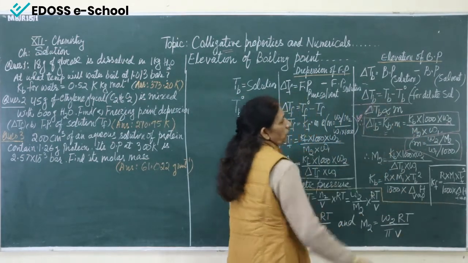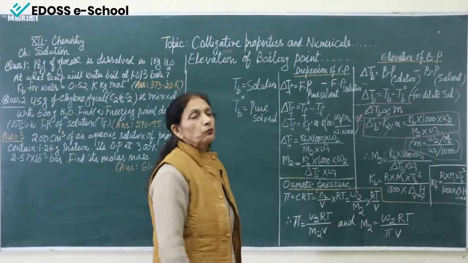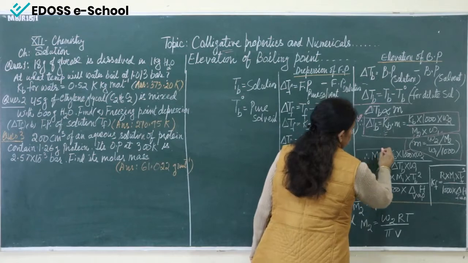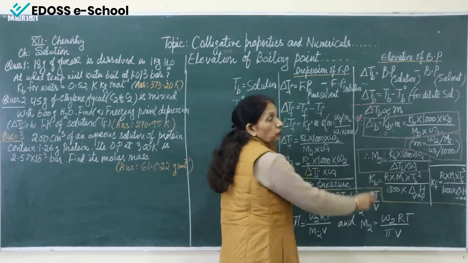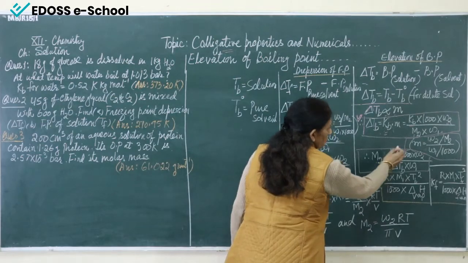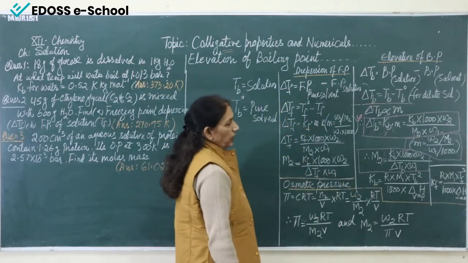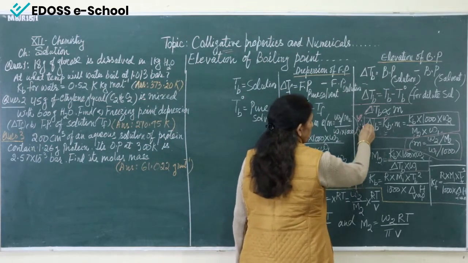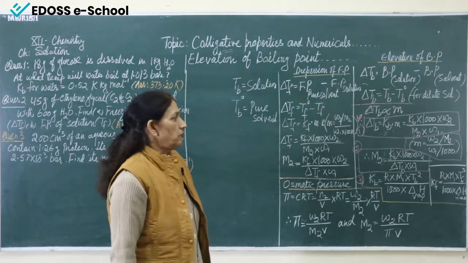Just learn this formula. With the help of this formula, if you want to find M2, the molar mass of solute, this will come here and this will go there, so this is the formula to find the molar mass of solute. And if you have to find Kb, the elevation of boiling point constant, this is the formula. So there are three formulas for elevation of boiling point.